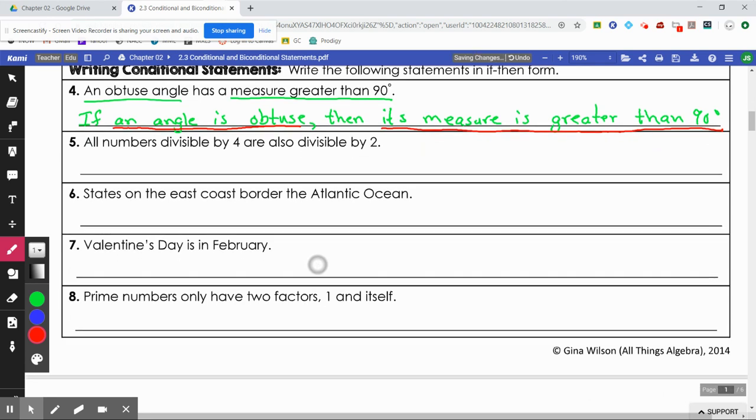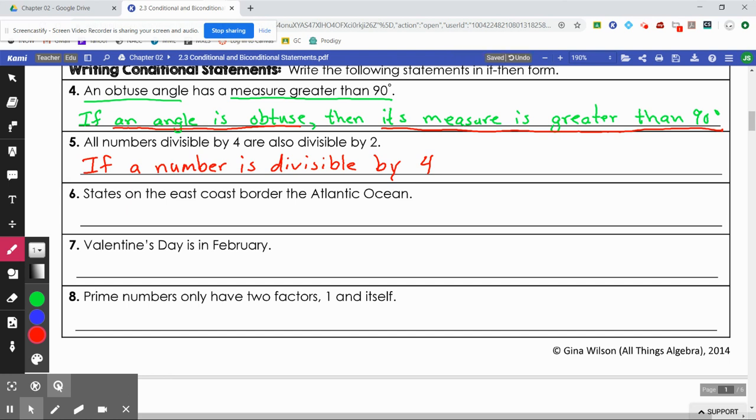Okay, number 5. All numbers divisible by 4 are also divisible by 2. So if a number is divisible by 4, and that would be the hypothesis part, that's the conditions. We know that if this is true, we can put then, and you can read the rest of it. All numbers divisible by 4 are also divisible by 2. So if a number is divisible by 4, then it's also divisible by 2. And that's it. That's your hypothesis and conclusion.